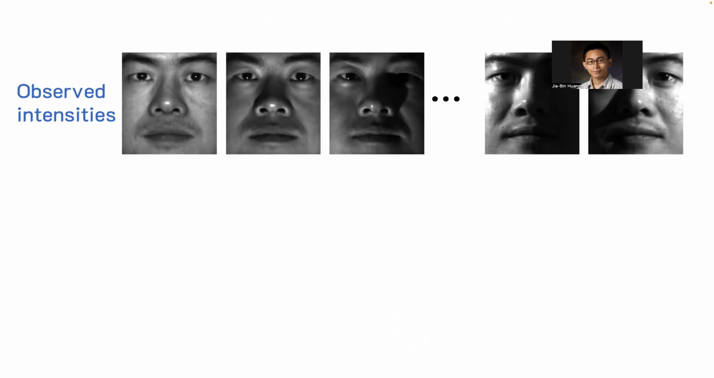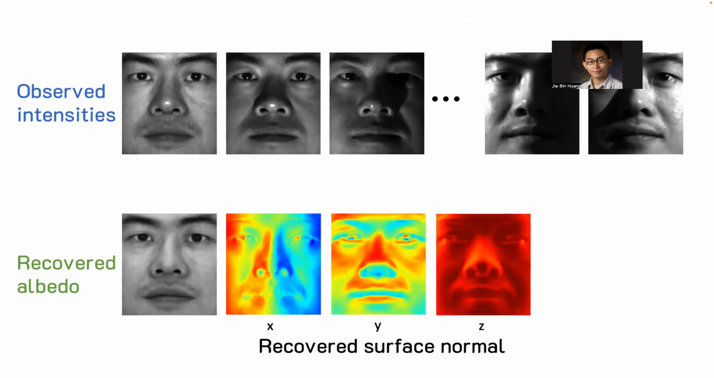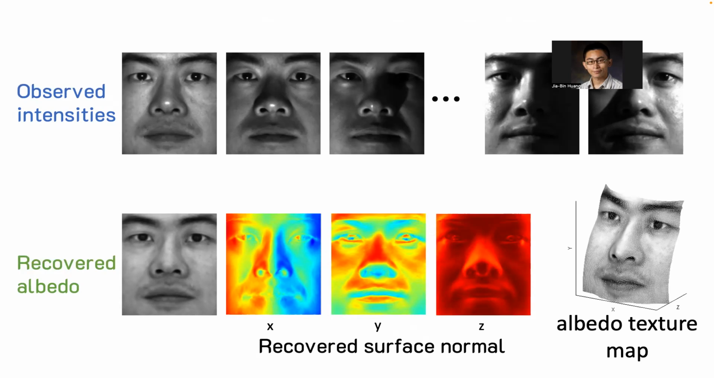Imagine that you have 20 observations, and what you get is a 20 by 1 vector equals a 20 by 3 matrix. That's the light directions, and you solve for a 3 by 1 vector for every pixel. And what you get is that you can recover the albedo of this person, and you can also recover the shape of this person, like what the surface normal looks like. And if you can do that, you can recover the albedo texture map. Okay, you can 3D reconstruct this person.